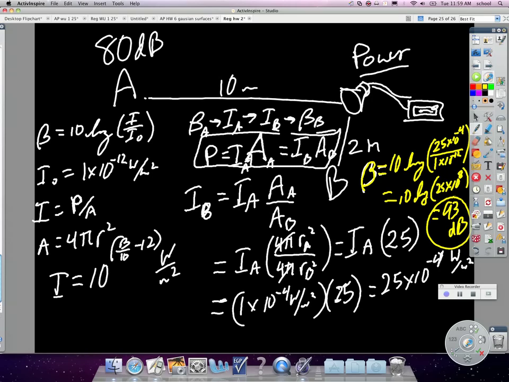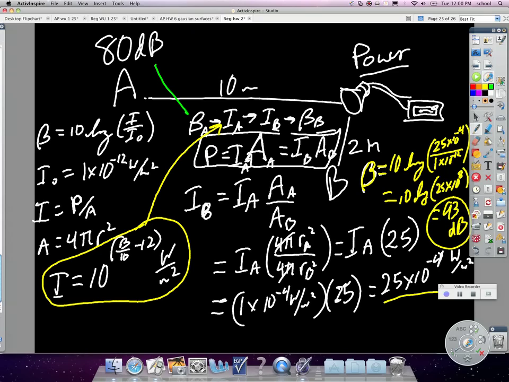So the idea is first you have to take 80 decibels and come up with intensity. That's this equation right here. This is what gives you IA. Then IA and IB have to be related by the areas, because if the power is the same for both, then I times A for the first person has to equal I times A for the second person. Then I solved for IB to get this. Once I plugged in the intensity of A, which was 1 times 10 to the minus 4, that gave me the intensity of B. Then the intensity of B had to be converted to decibels. This was 80 decibels, 1 times 10 to the minus 4 watts per square meter. This was 25 times 10 to the minus 4 watts per square meter. And then this became 93 something decibels. I think it's 93.